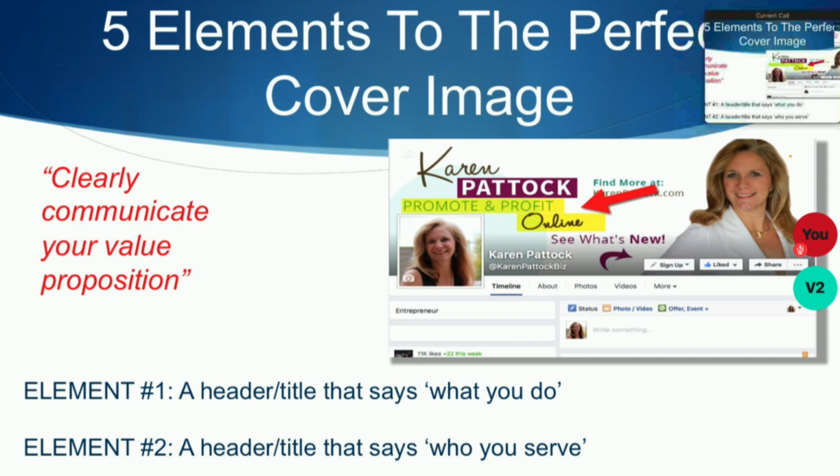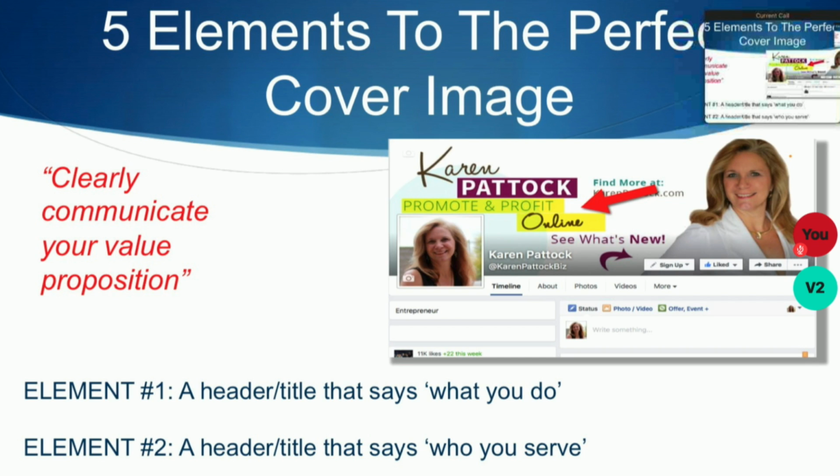So when people come to my Facebook page, if they're looking to promote things and profit online, then they know, or at least have a good idea, that they're in the right space. So having that on your cover image is really important. I know a lot of people just want to put the most beautiful picture from their last vacation, but that is not marketing. It's beautiful, but it's not marketing.